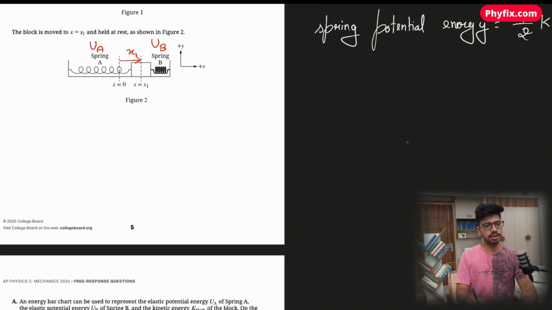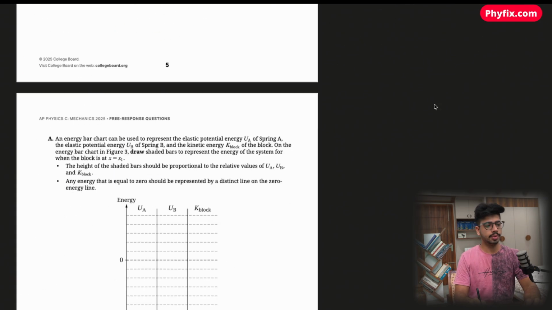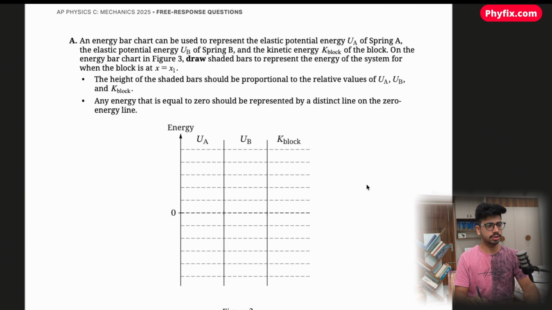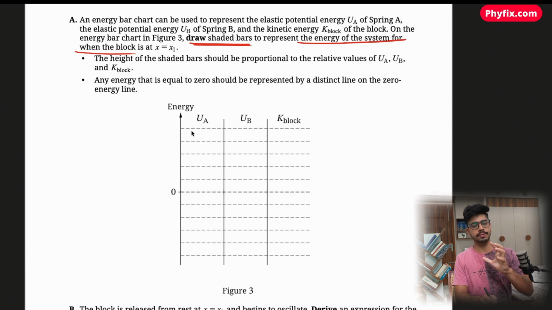The first point is that it is x squared, so whether the displacement is negative or positive doesn't matter. In the question, what they're asking is to draw the diagram: shade the bar to represent the energy of the system for the block. This is the potential energy stored in the spring-mass system, the second one is for B, and K is the kinetic energy of the block, and we have to make a bar for each of those.